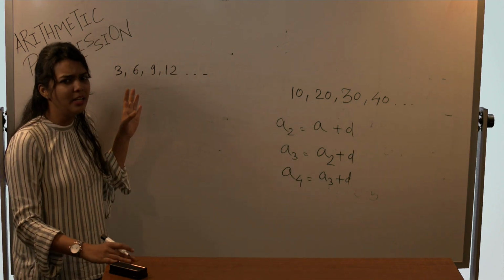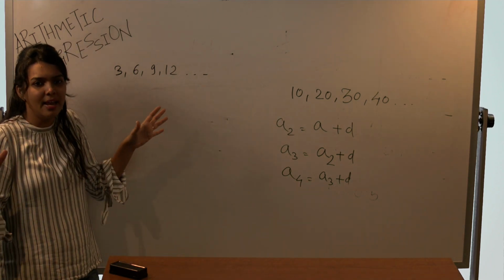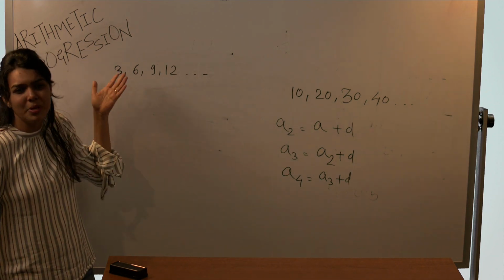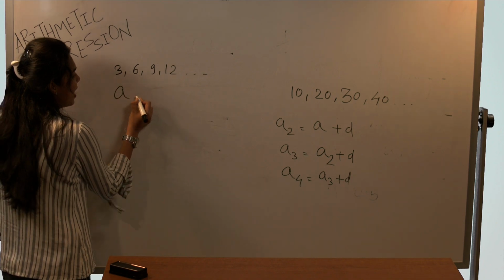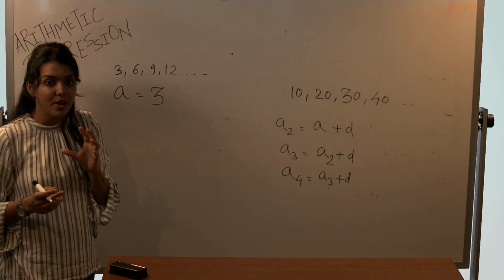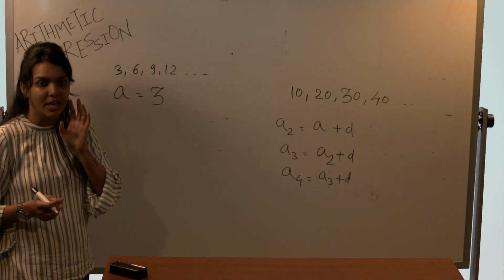Can you just look at the board and, without thinking anything, say the first term? 3, because it is given here. The first term is 3, so I will write A is equal to 3. What is the common difference? Common difference means the difference between two consecutive terms.